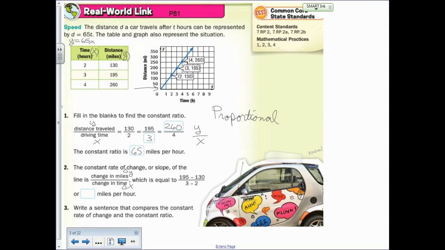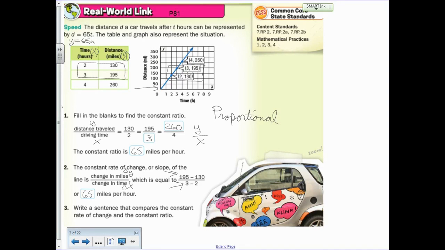They took the two lowest points, 2, 130 and 3, 195, and they subtracted the change in y, 195 minus 130, and the change in x, 3 minus 2. And what they came up with was 65 miles per hour. So the change in y over the change in x was the same as y divided by x. And we learned that in a proportional situation, this was going to be true.